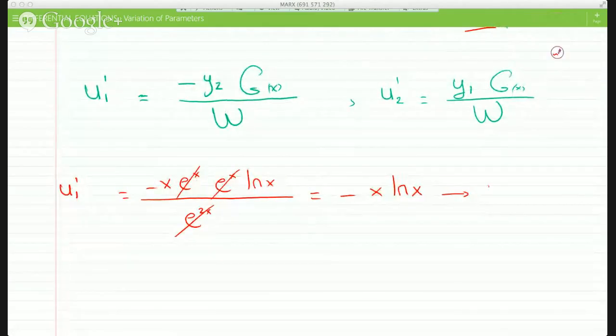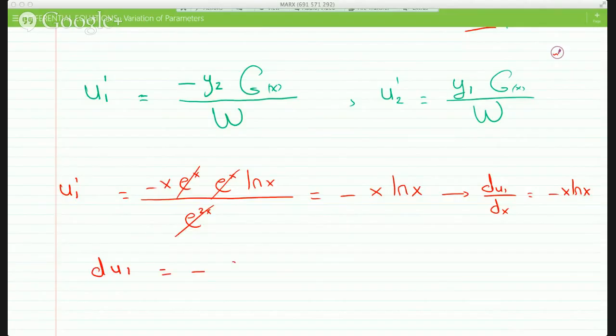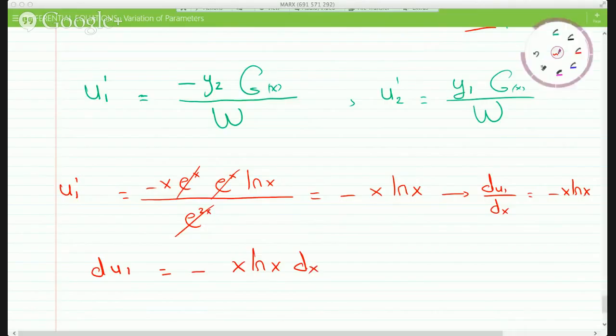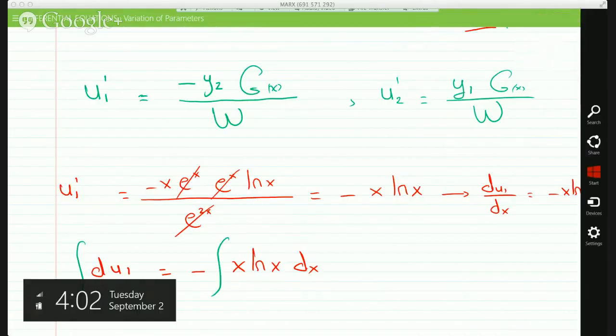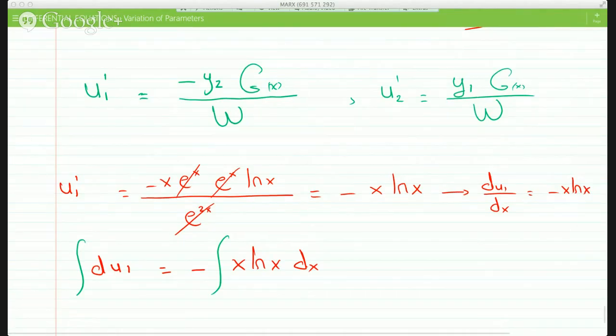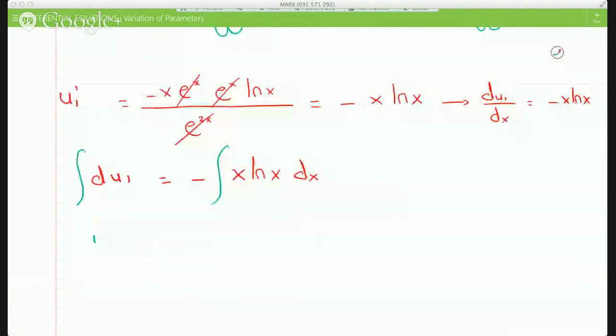What this means is that du1 over dx is equal to minus x ln x. That's what it means. So we can separate the variables, integrate, and find u1. That just means du1 is equal to minus x ln x dx. And now I can integrate both sides. The integral of du1 is just u1.